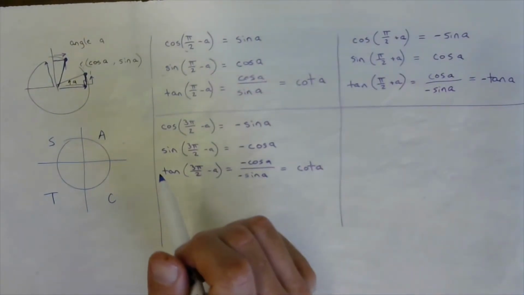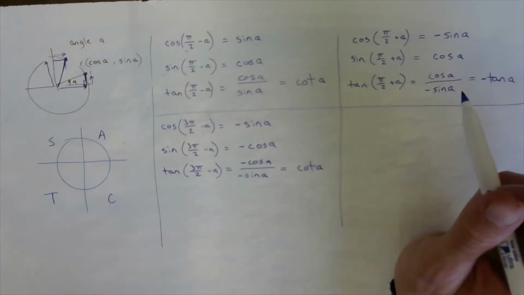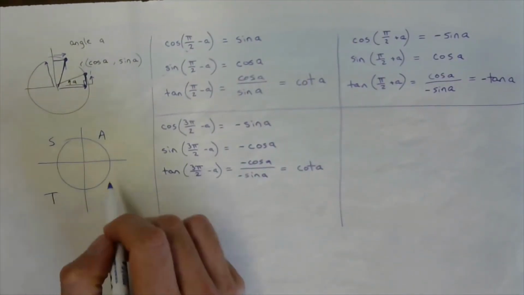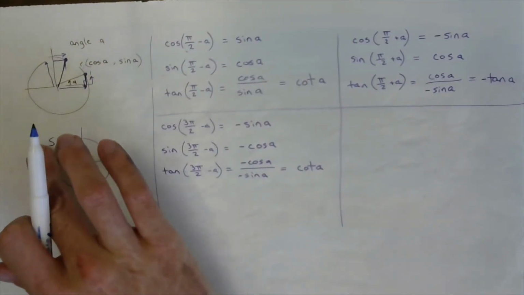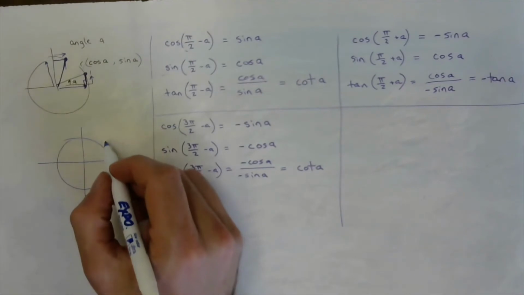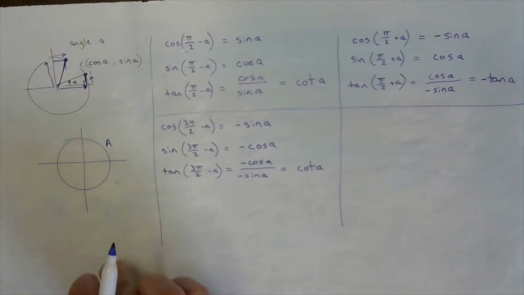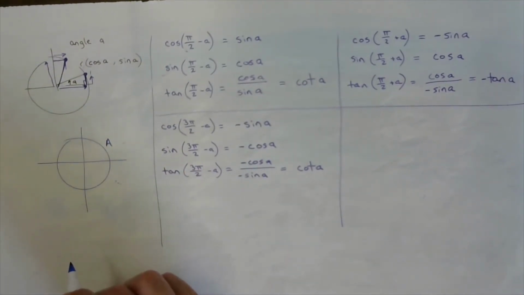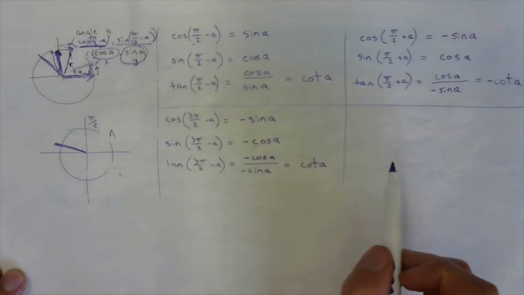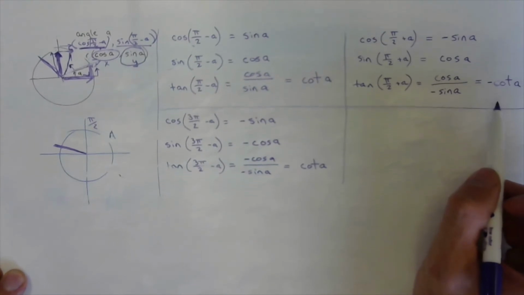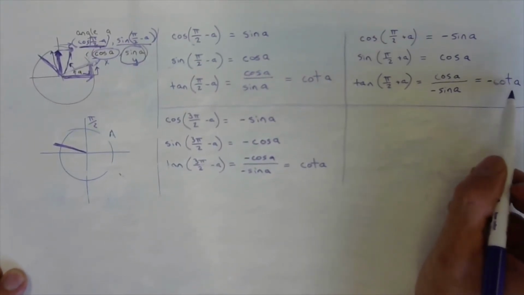Am I saying that right? Is this wrong? Did I draw this wrong? You did. You put cot A for cos over sine, and then tan for cos over sine in another spot. Alright, quick correction in your notes here. This should be negative the cotangent of A.